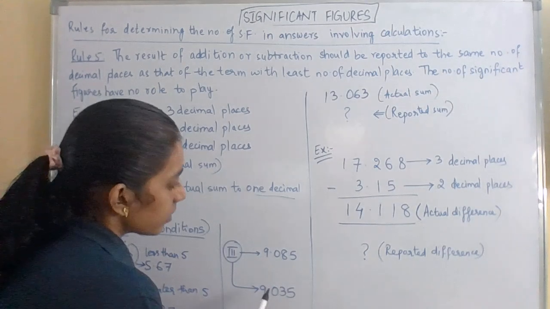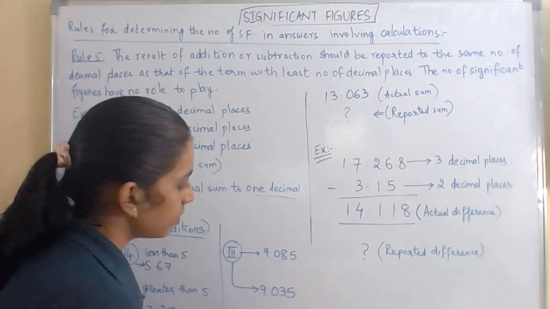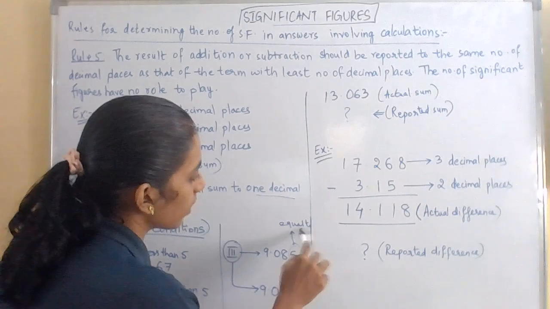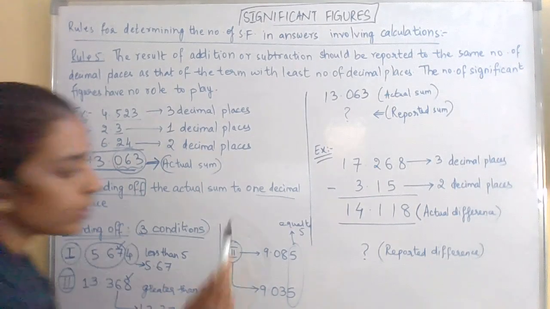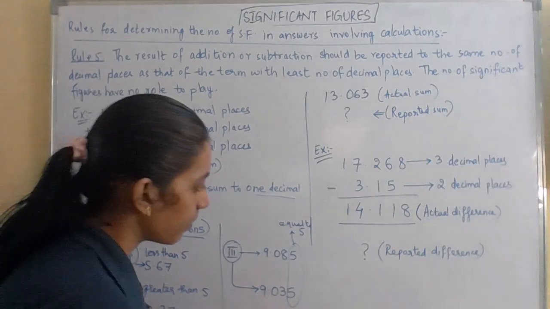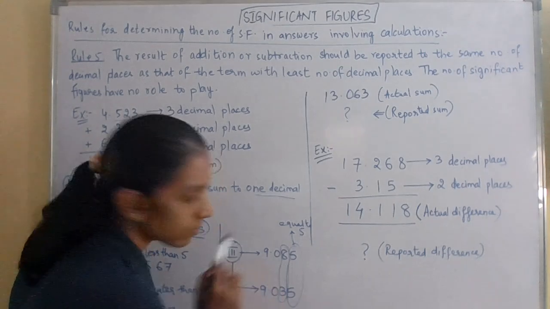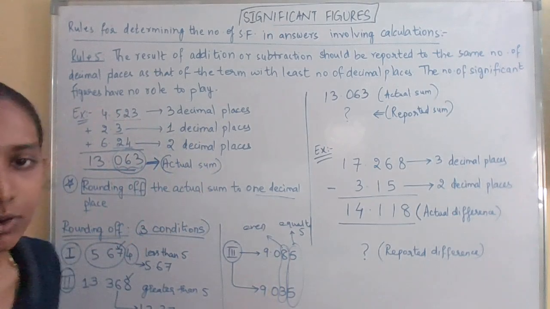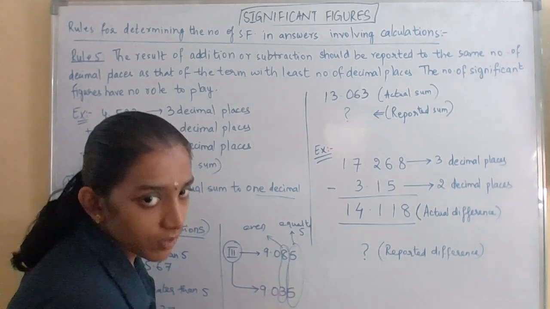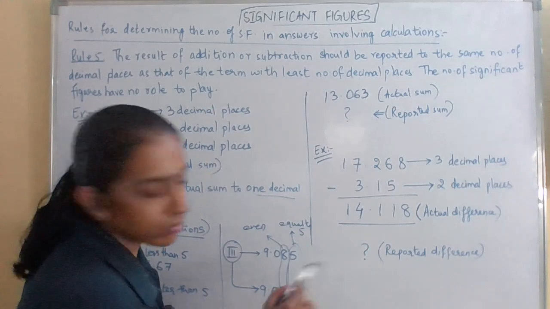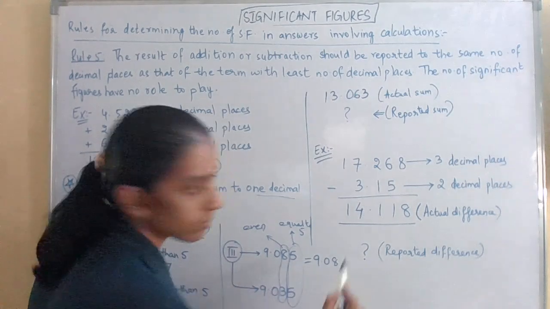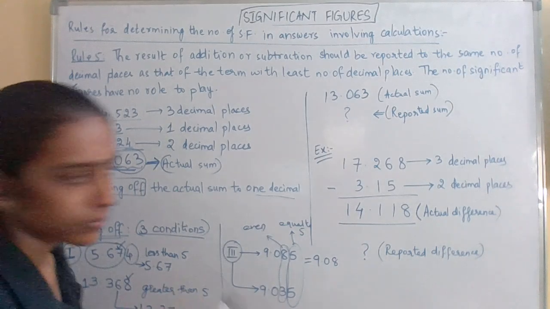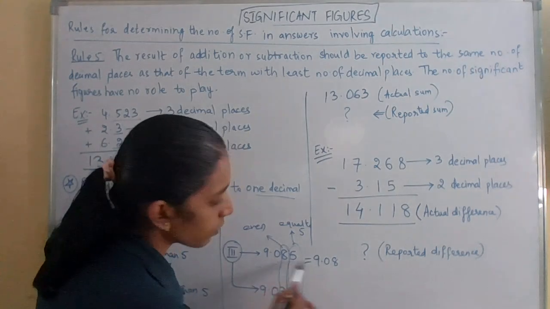Now the third condition, where the last digit is equal to 5. Less than 5, greater than 5, equal to 5. So what do we do when it is equal to 5? We have to depend on the before term. Here we have an even number. We should not see if it is less than 5 or greater than 5. Here we have to see if it is even or odd. If it is even, it will be as it is, 9.08. And you should not write the 5 here. Here also you should not write 4. You should drop those numbers. You just write 9.08.